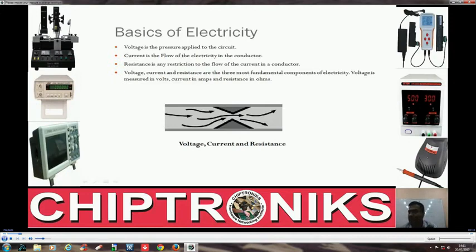So current flows, never voltage, and current will only flow from a high voltage to a low voltage. So there should be a difference in voltage for a current to flow. And what is resistance? Resistance is any restriction to the flow of current in a conductor, right? So there are three things to understand: voltage, current, and resistance. Voltage is similar to pressure, and current is the flow of electricity.